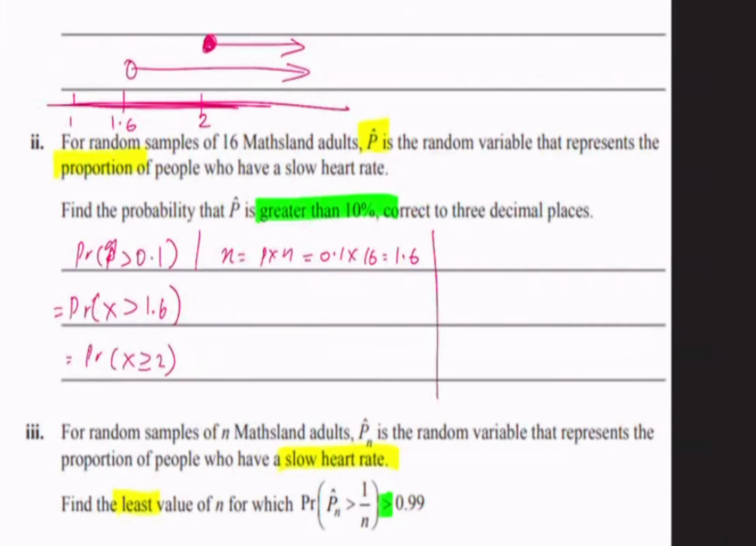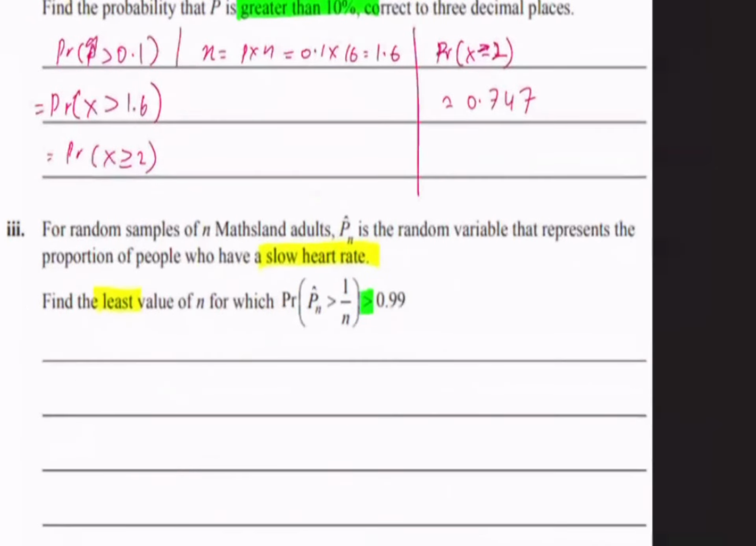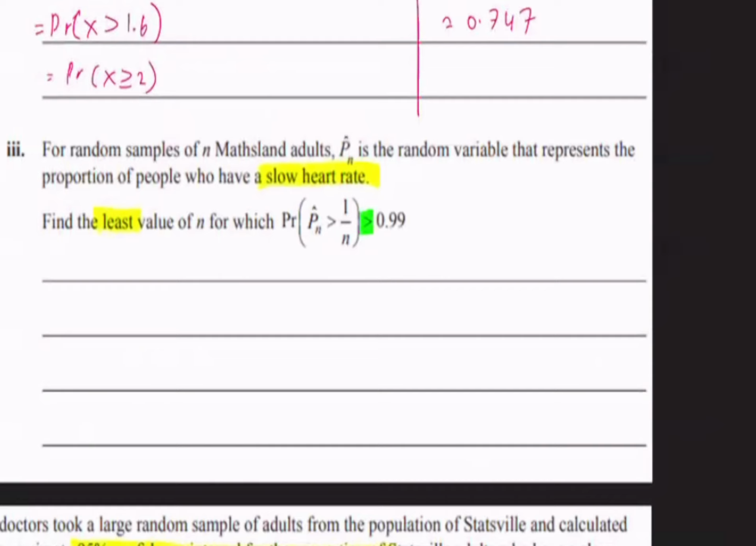And you could just chuck that into your CAS using binomial distribution. And you should get 0.747. So for a random sample, we want the least value for which this is true.